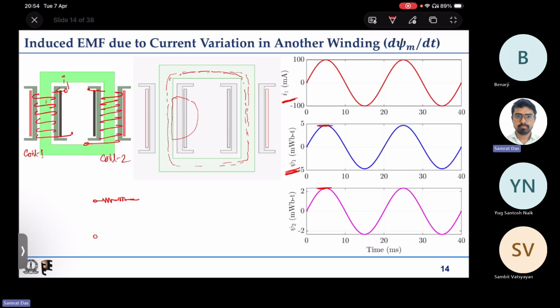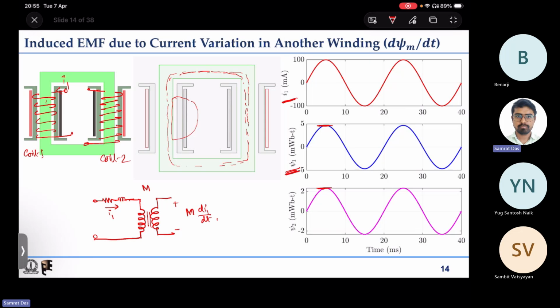So apart from that, this is a coupled coil. There are two coils which are coupled to each other magnetically. So this is a coupled coil, and this is the second coil, and the second coil is open in this case. So if there is some current through this, if the mutual inductance between the two coupled coils is M, and I1 is varying with time, then there will be some induced EMF on the second coil, and that will be M di1/dt. So this is the induced EMF of the second coil.